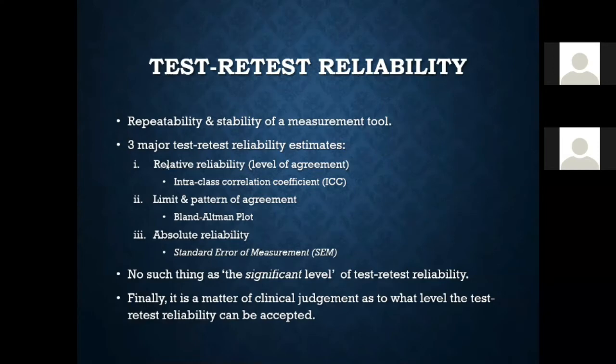The first one is relative reliability. For relative reliability, you can use the intra-class correlation coefficient, ICC. The second one is you need to estimate the limits and pattern of agreement using the Bland and Altman plot. And the third one is absolute reliability. This one is also SEM, but this SEM is actually standard error of measurement, not structural equation modeling. That is another SEM, standard error of mean. So this SEM is referring to standard error of measurement.